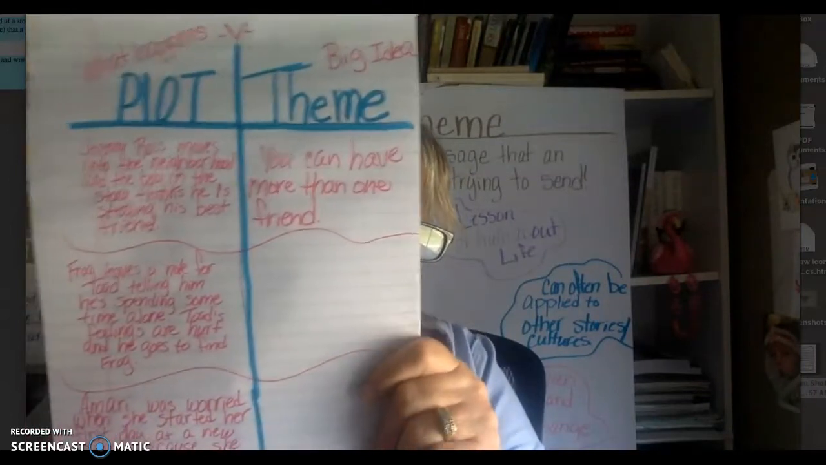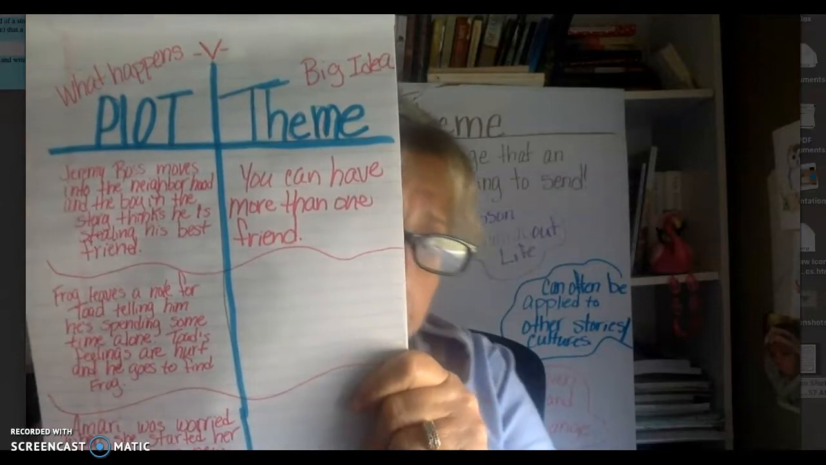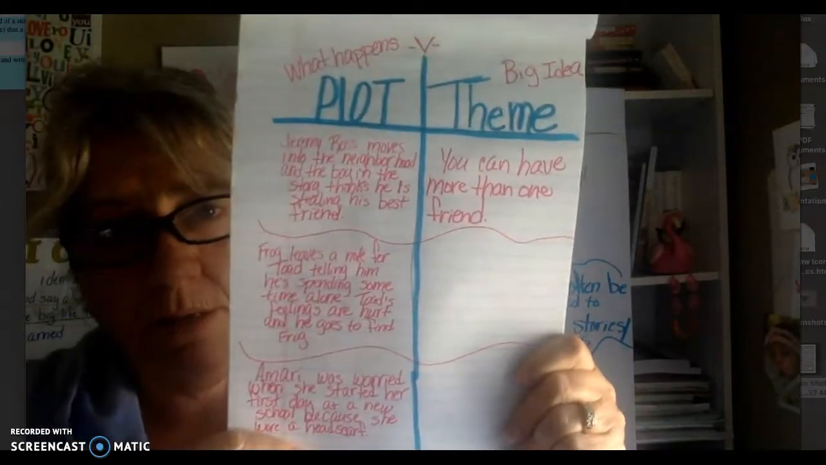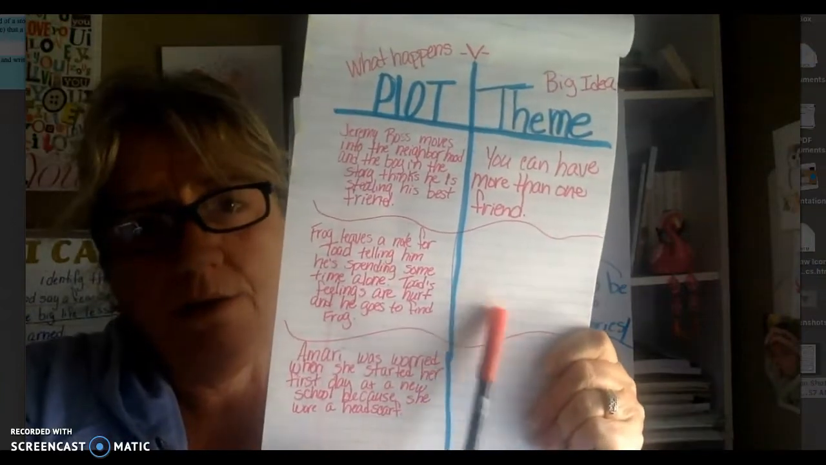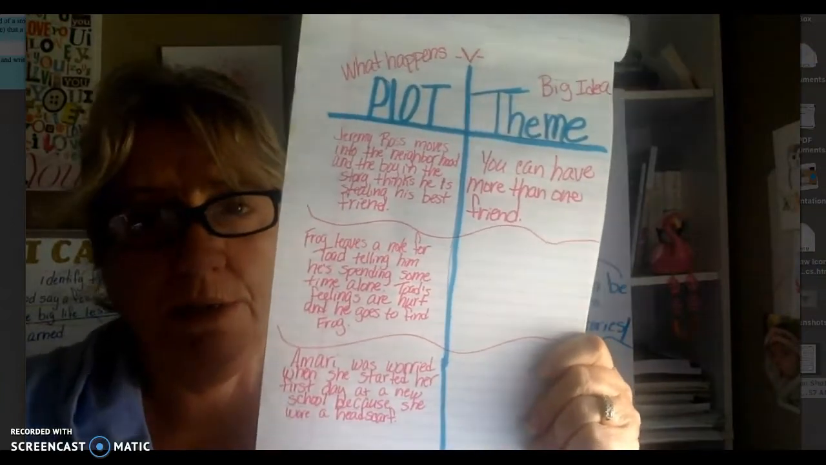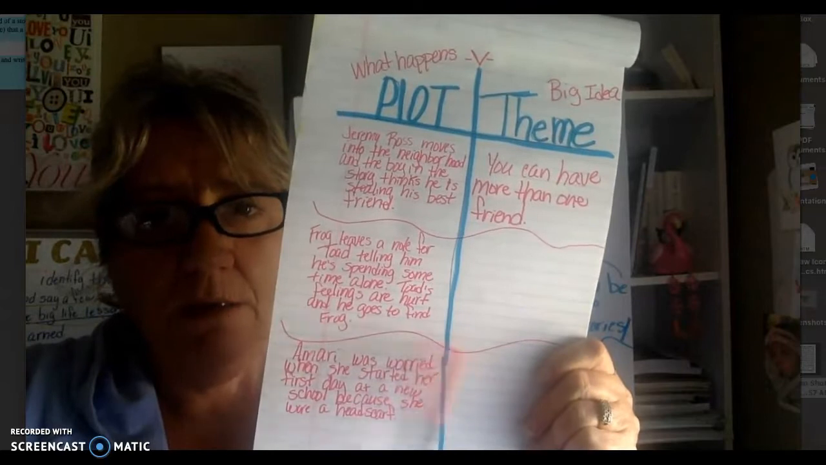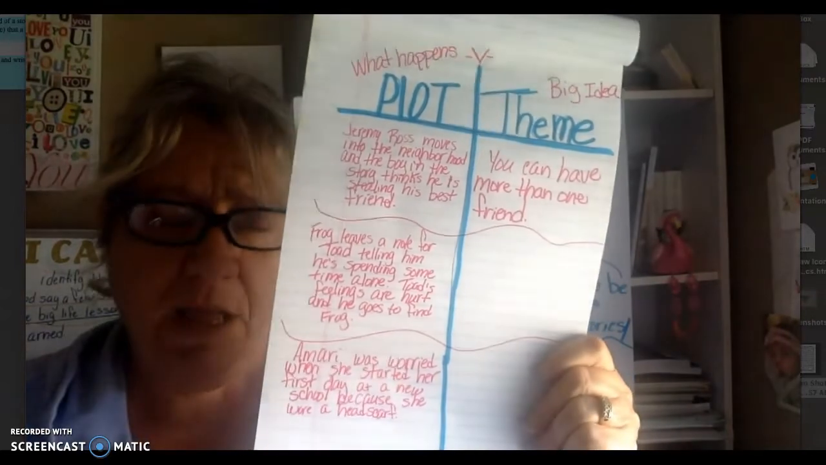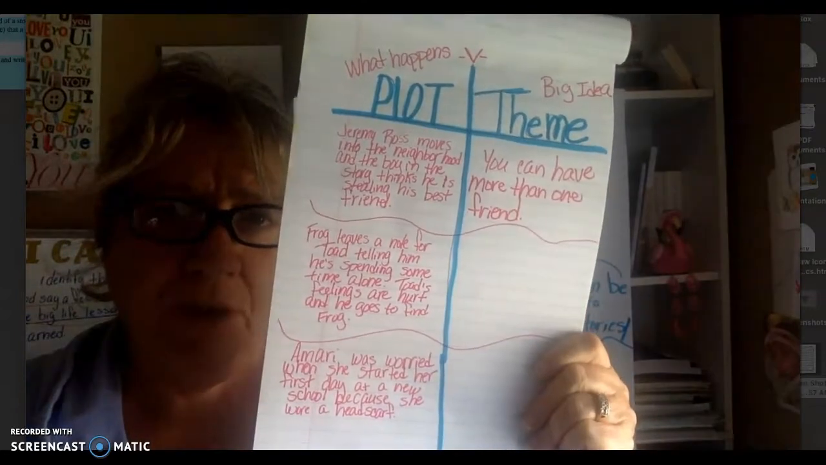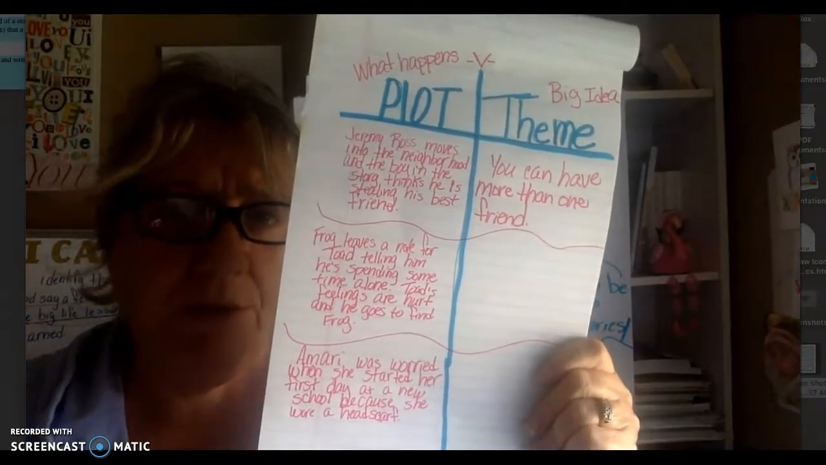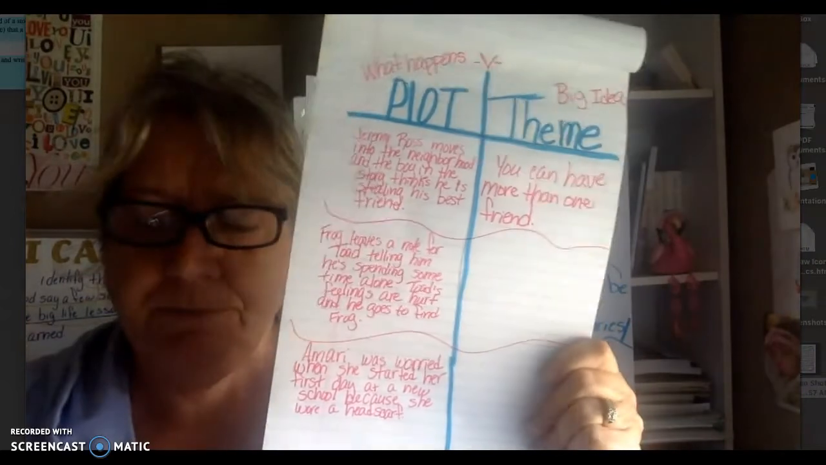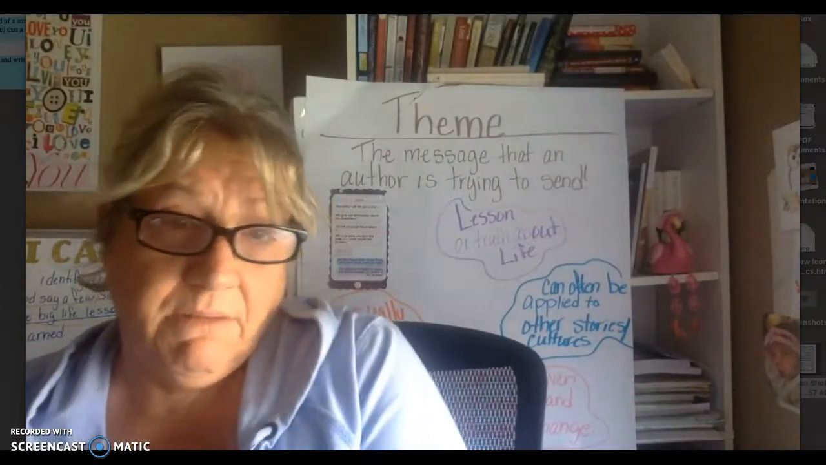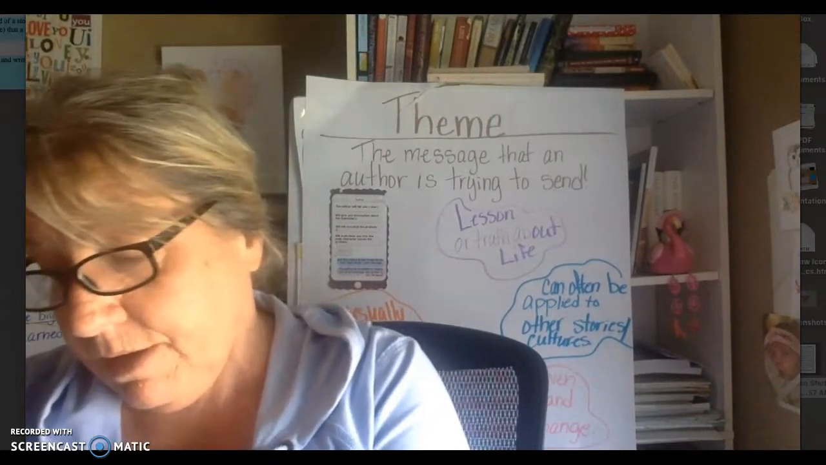So I wonder, I bet you guys have read Toad and Frog books before, huh? I'm going to tell you about one of the stories. One of them is Frog leaves a note for Toad telling him he's spending some time alone. Toad's feelings are hurt, and he goes to find Frog. So his feelings are hurt because his friend wrote him a note, I want to spend some time alone.